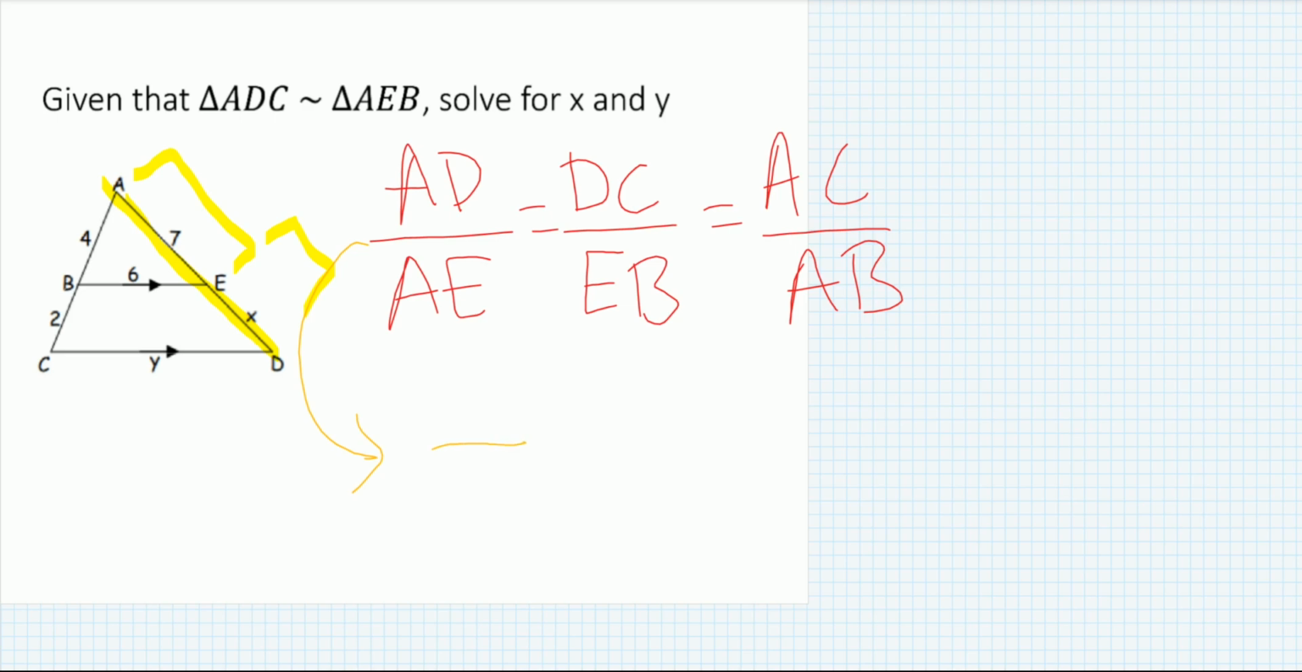So AE is going to be equal to 7. DC is going to be equal to y. And then EB is going to be equal to 6. Perfect. And then let's see, AC. Here you go. This is why I wanted to skip the AD first. Okay, so let's go look at AD. Oh, sorry, AC. So AC is this one here.